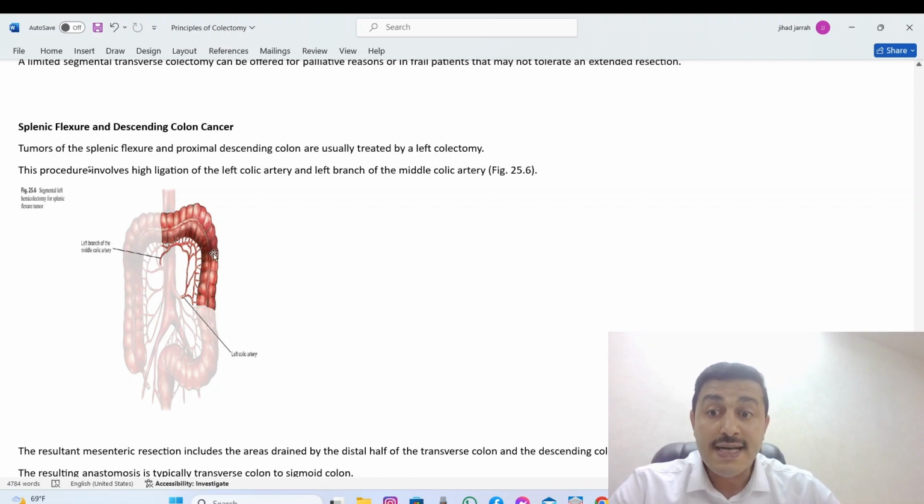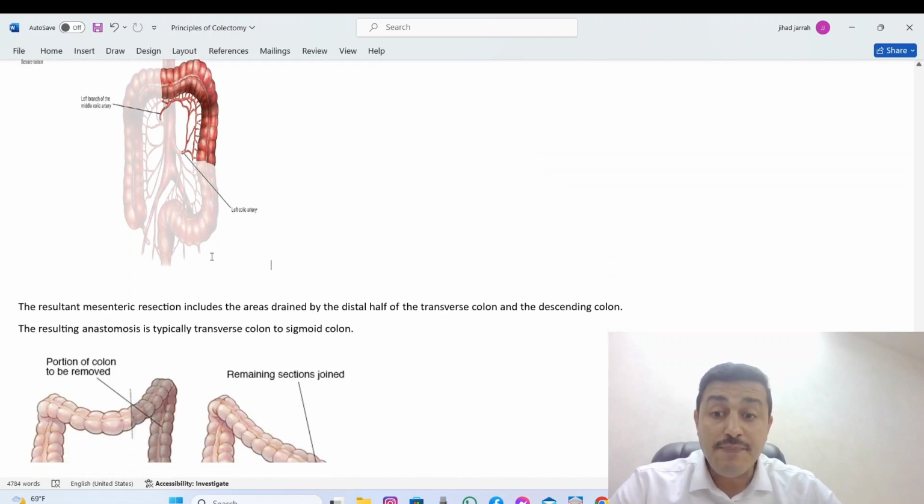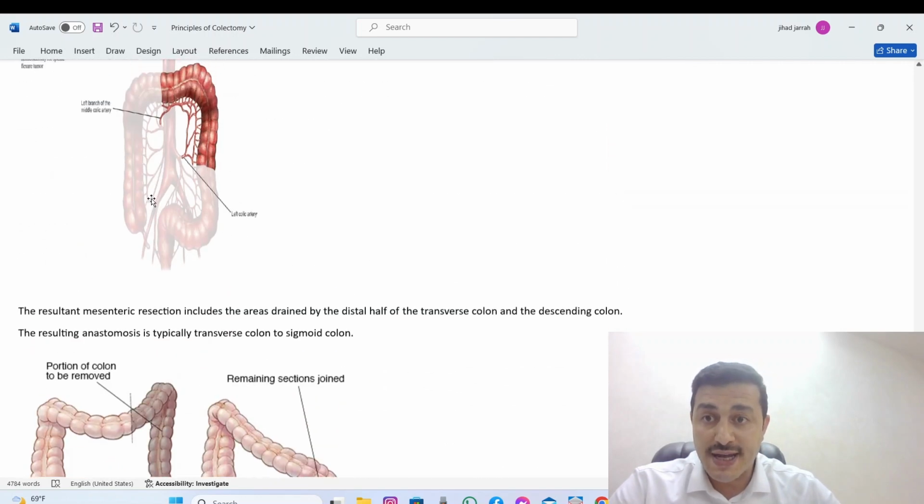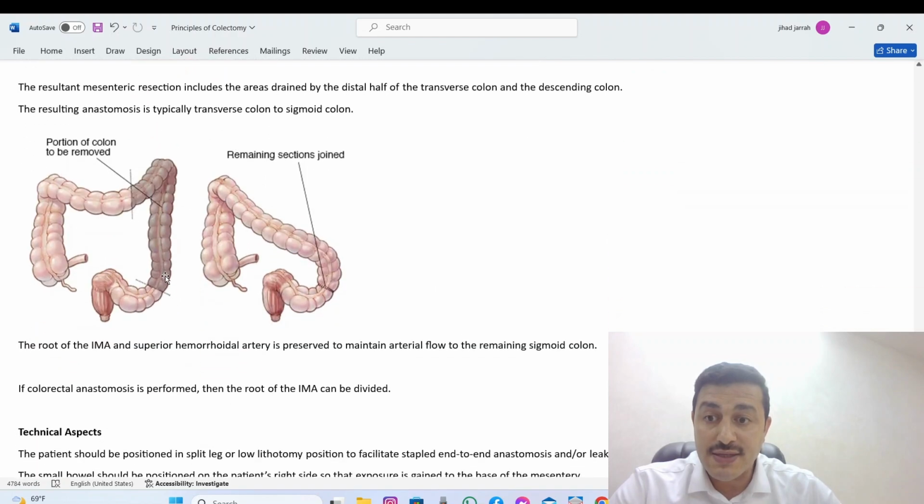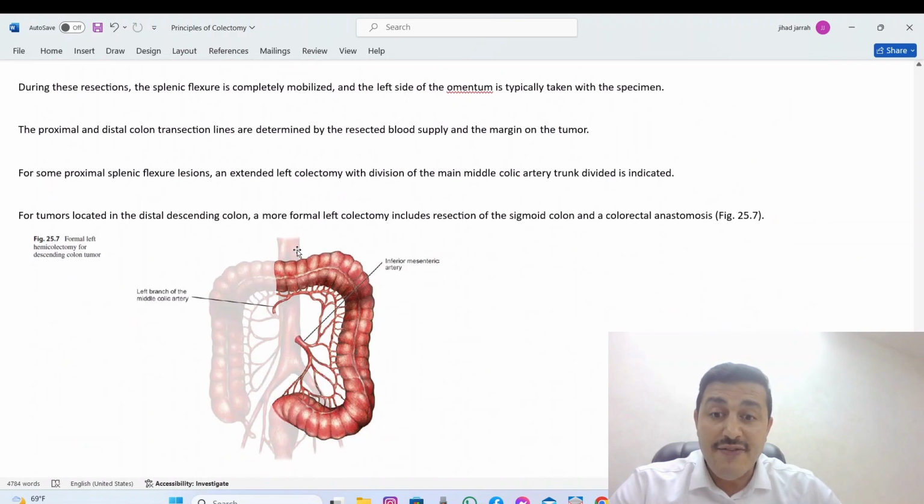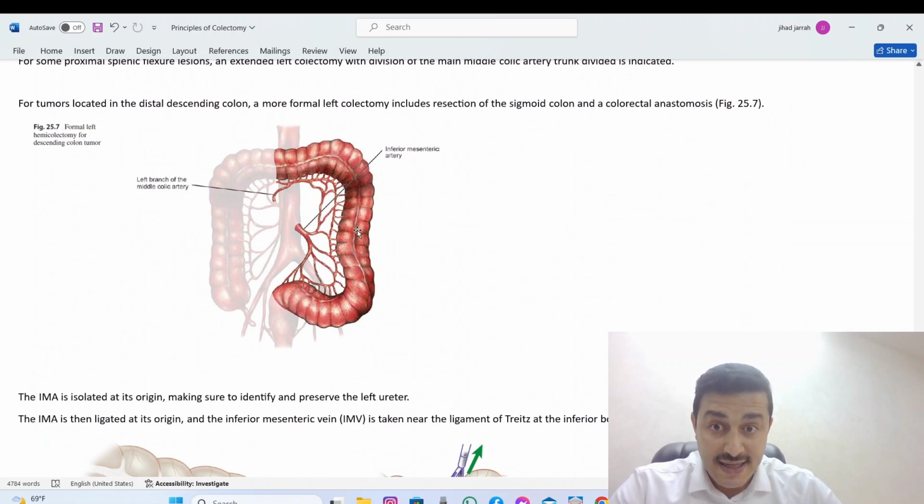This is called segmental left hemicolectomy, used for splenic flexure tumor and for proximal descending tumor. If I'm talking about this, an anastomosis will be created between the transverse and the sigmoid, as you see here. Okay, if I have a region more distal in the descending colon, in the mid, for example, or near the sigmoid, so I proceed to formal left hemicolectomy.